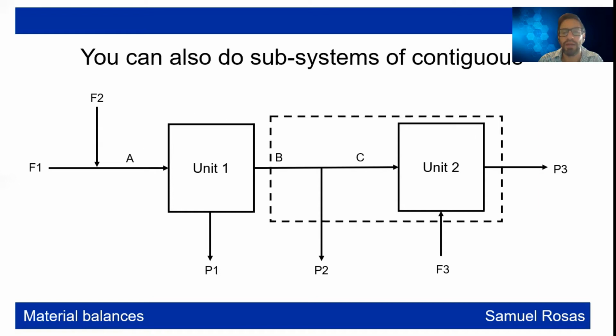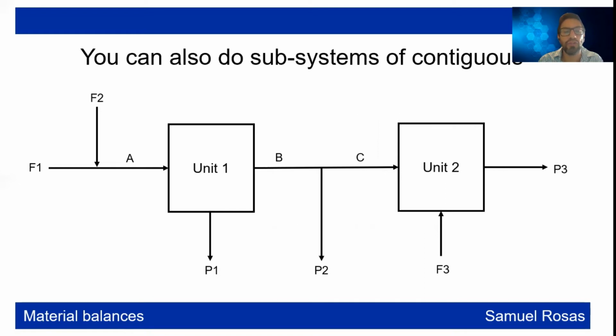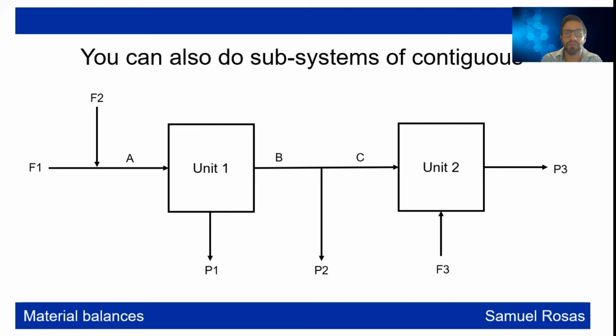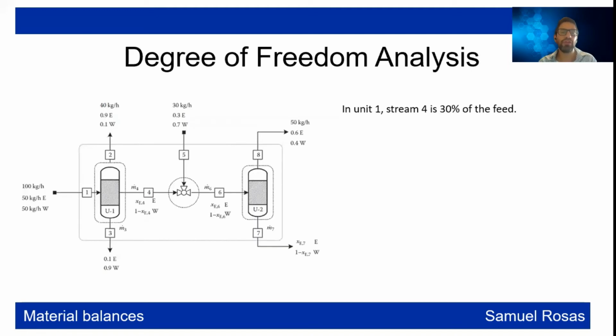You can also have this separation point with unit 2. And you can also do these three, or even these three. This is not very common, but you can do that, right? And of course, the balance will yield that this is a sum of these processes, which, since this is a sum, it will mean that these are not independent balances from the original ones, okay? And you can do this degree of freedom analysis.